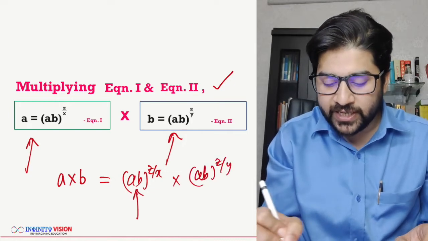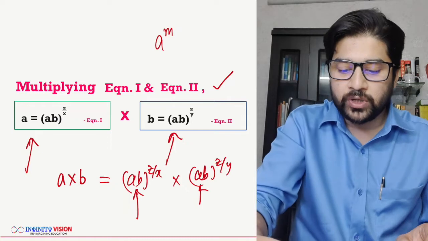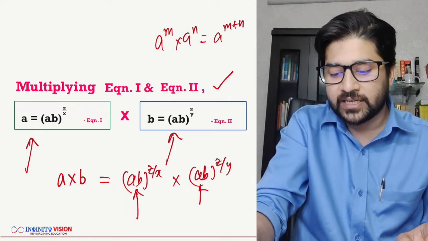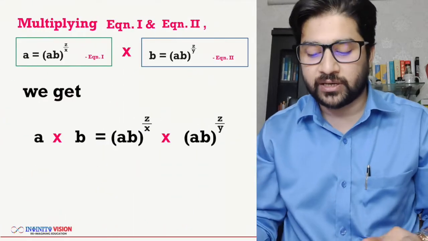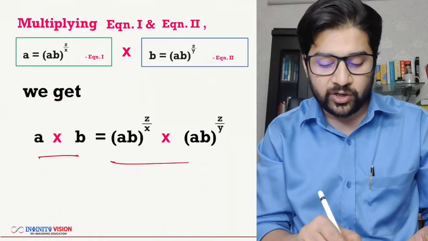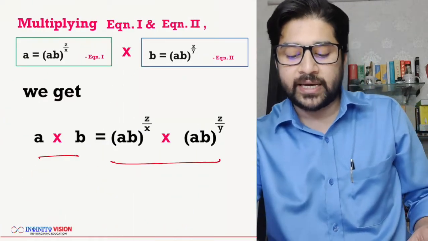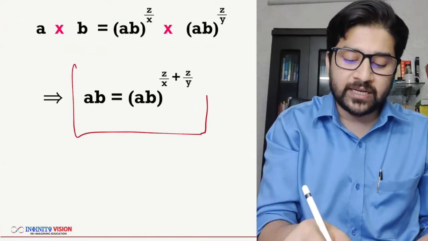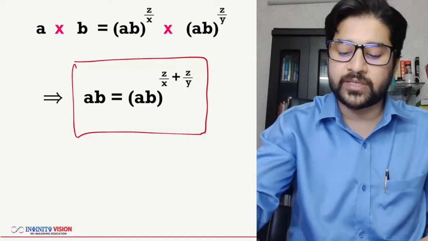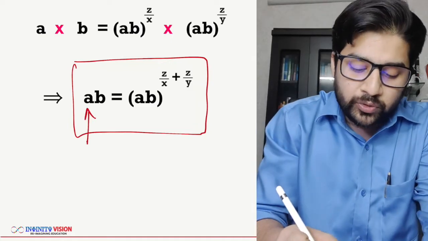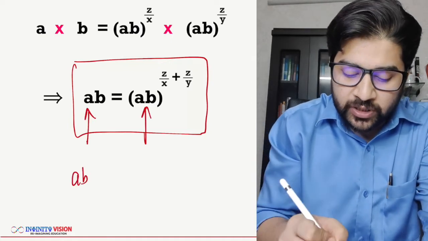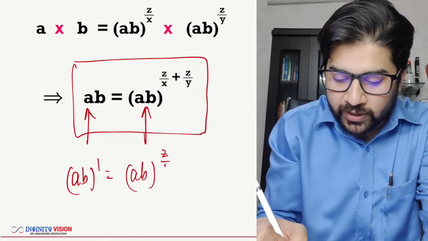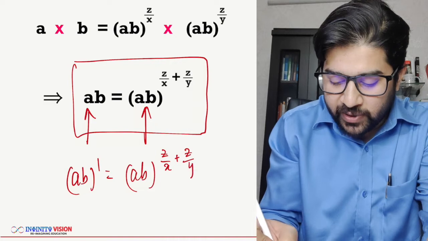So what happened? You can see the base of both is the same. So what is a to the power m into a to the power n? It is a to the power m plus n, as you know, powers get added. So a into b equals ab to the power z by x into ab to the power z by y. The powers will get added, so you will get ab equals ab to the power z by x plus z by y. This is ab, so it is something like ab to the power 1 equals ab to the power z by x plus z by y.